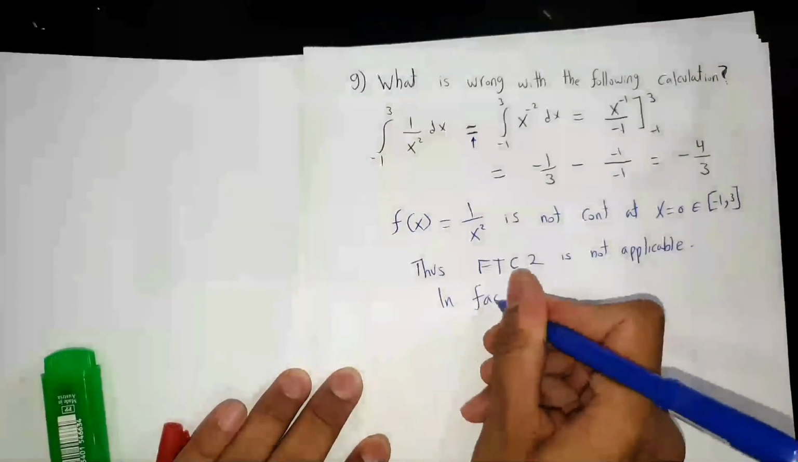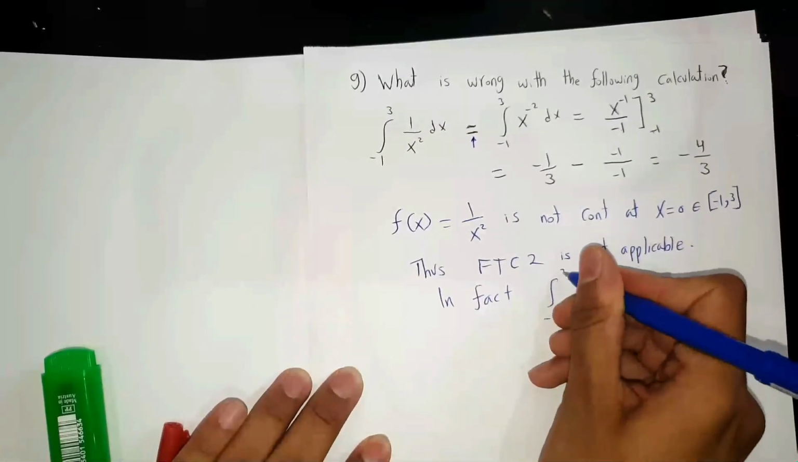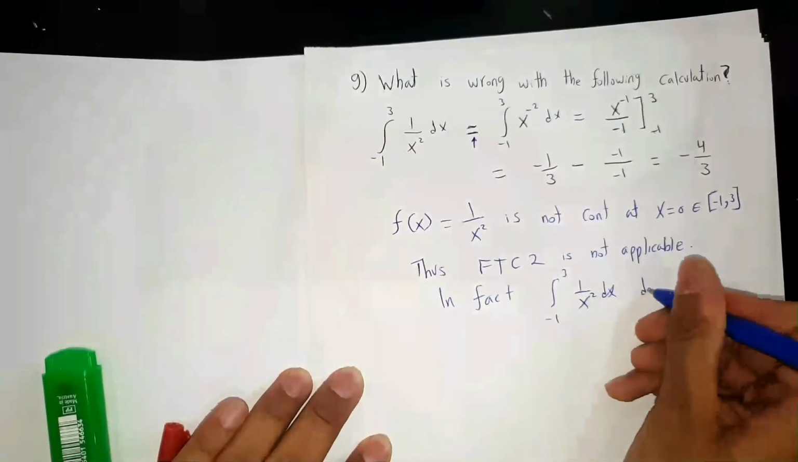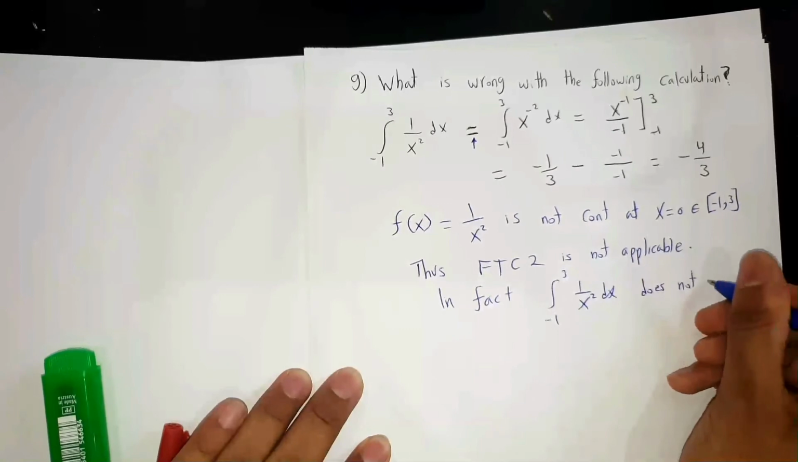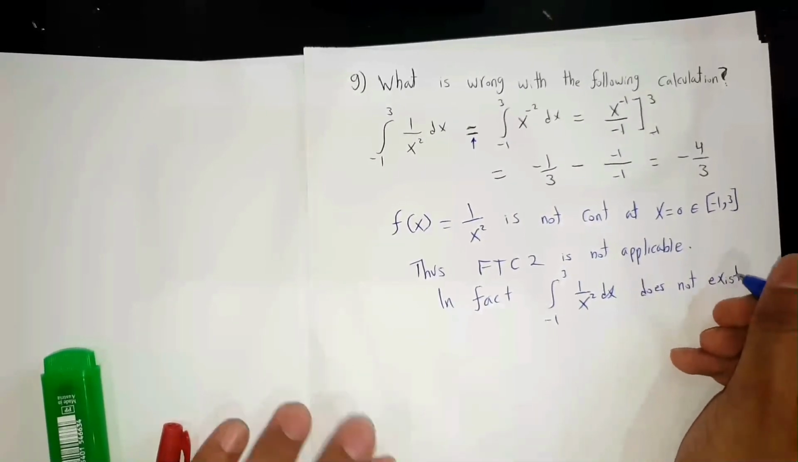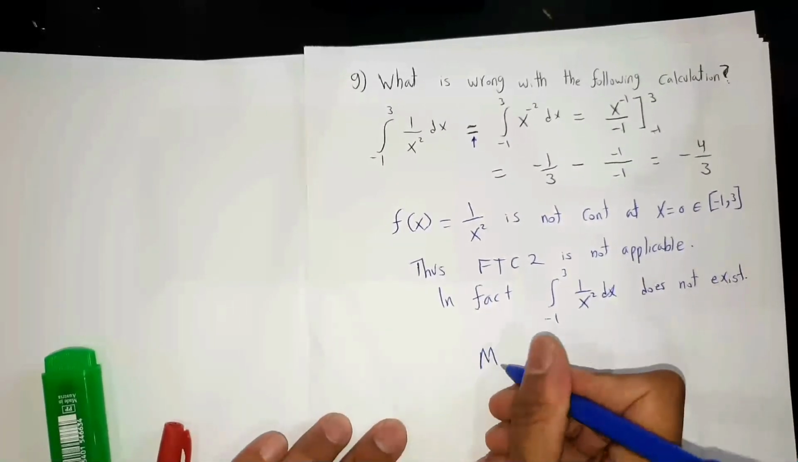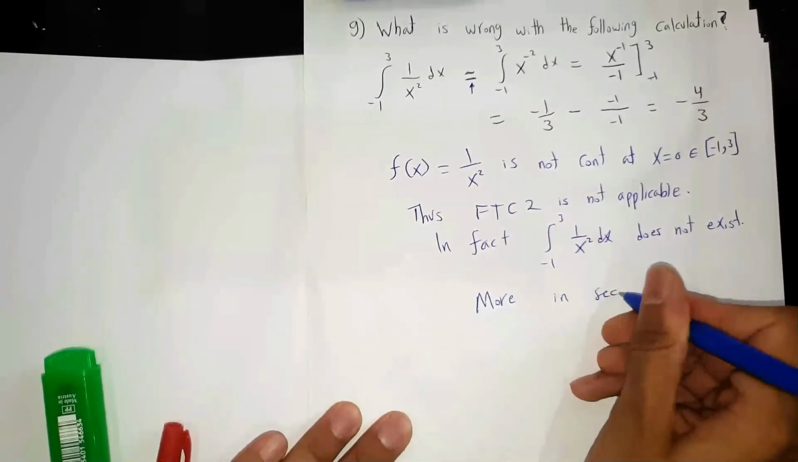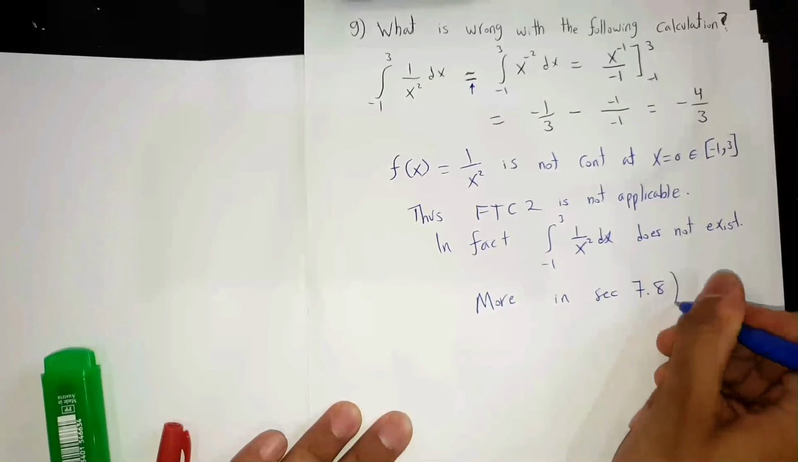In fact, the integral from minus 1 to 3 of 1 over x squared does not exist. More on this situation in section 7.8.